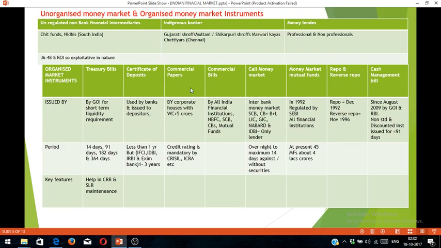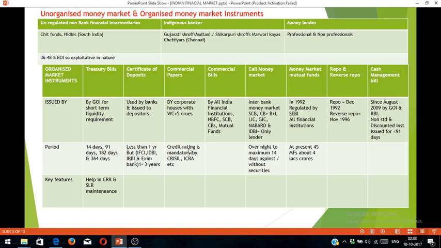Third one is your commercial papers. What are commercial papers? These are issued by the corporate house with working capital more than 5 crores. Any corporate business or corporate houses whose working capital is more than 5 crores may issue commercial papers. But subject to what pre-requirement? If some company is issuing commercial paper, there should be mandatory credit rating.